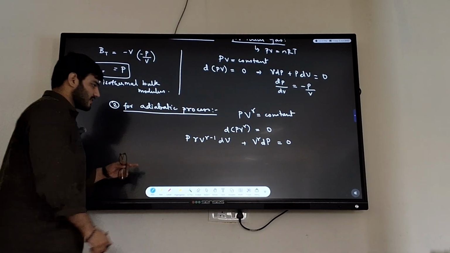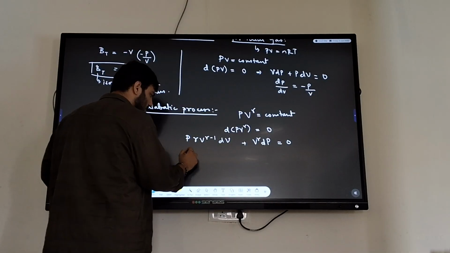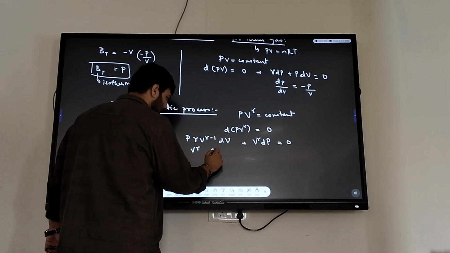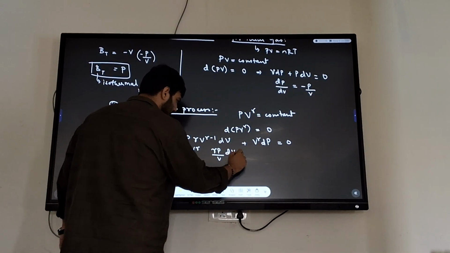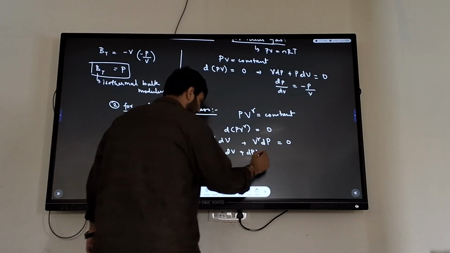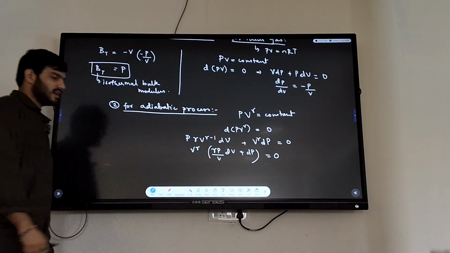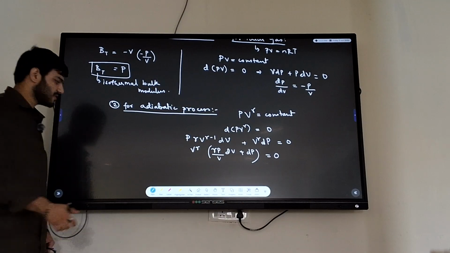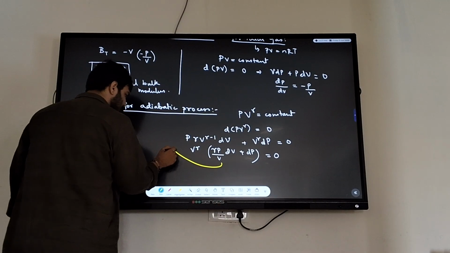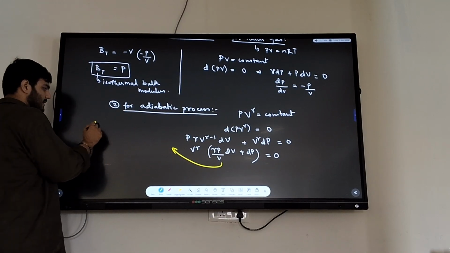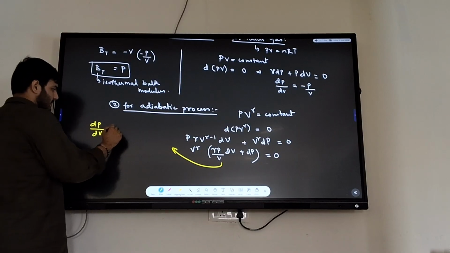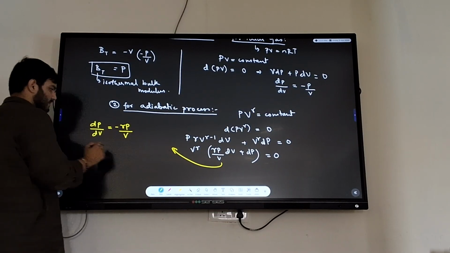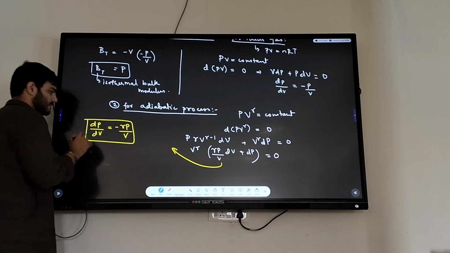Yes? And then I can take V raised to gamma common, and I will get gamma p by v dV plus dP. This is equal to 0. Either this is 0 or that bracket is 0. So obviously the bracket is 0. And then what do you get? You will get dP by dV to be minus gamma p by v. This is my dP by dV.